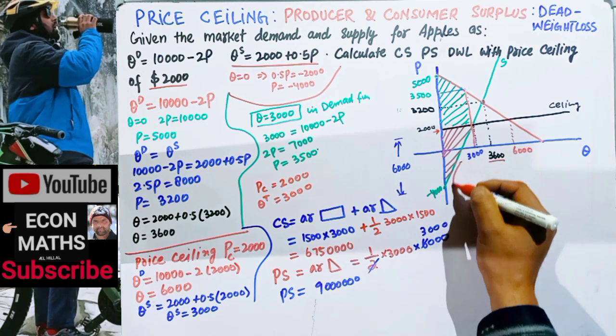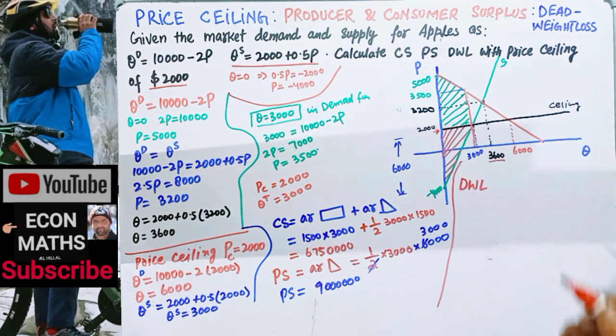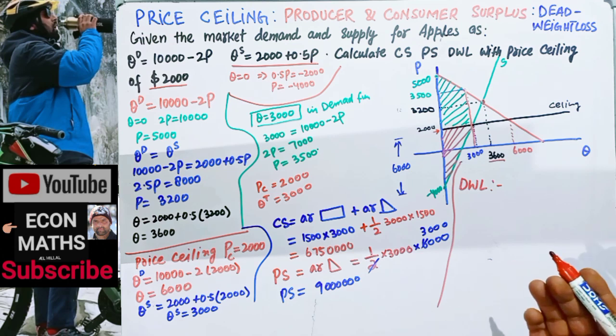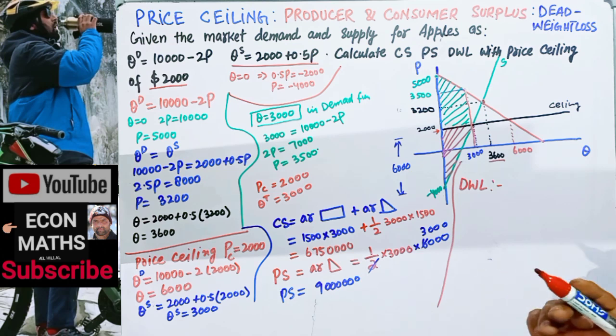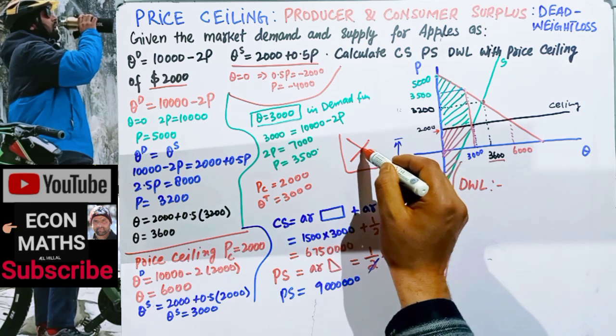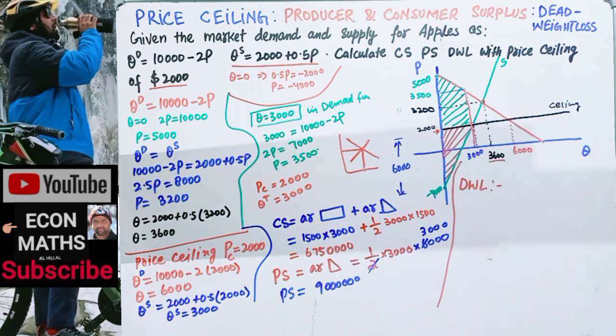Now next is to calculate deadweight loss. What is deadweight loss? Deadweight loss is the loss of welfare which is caused due to market inefficiency. The market would have been efficient when demand and supply intersected with each other. So this point would have been the efficient point. When we deviate from this very point, we have to incur deadweight loss.